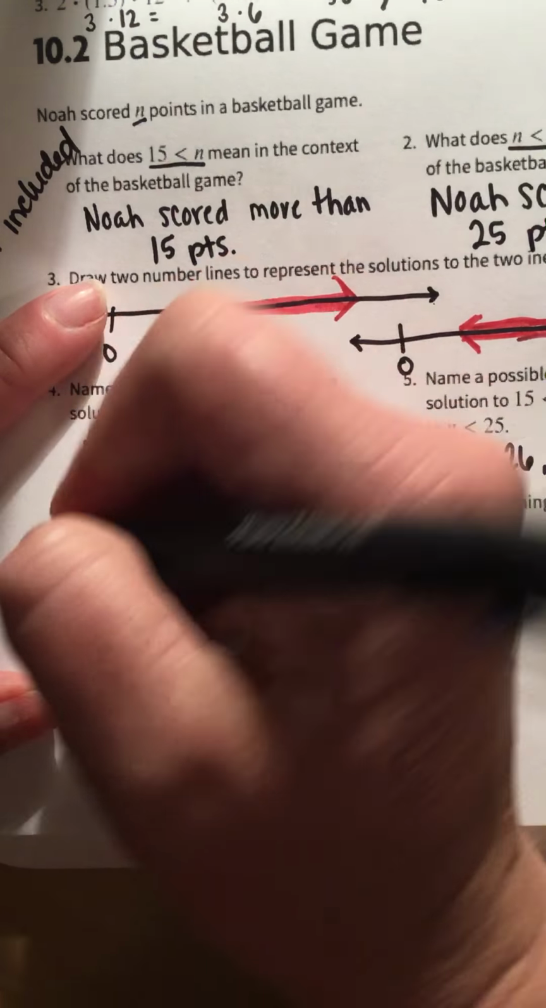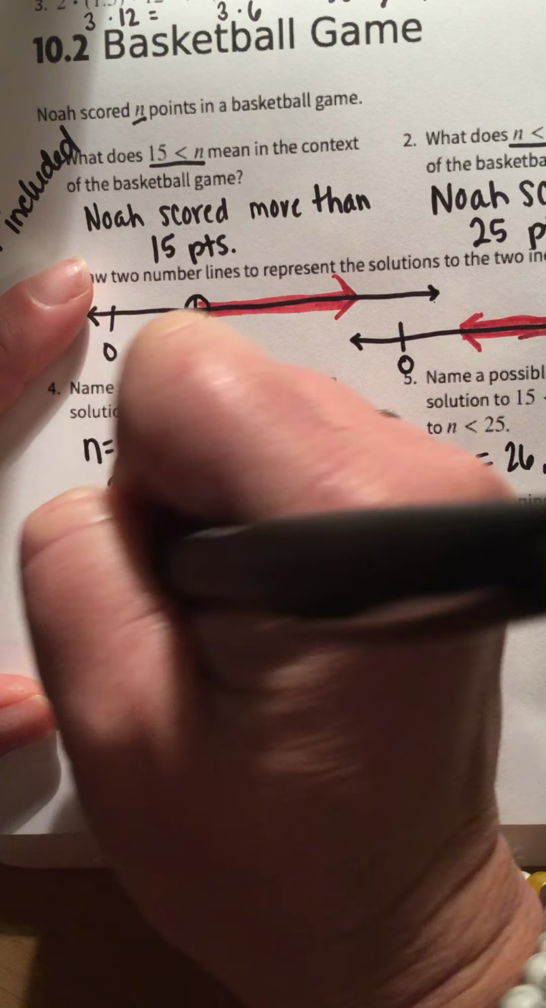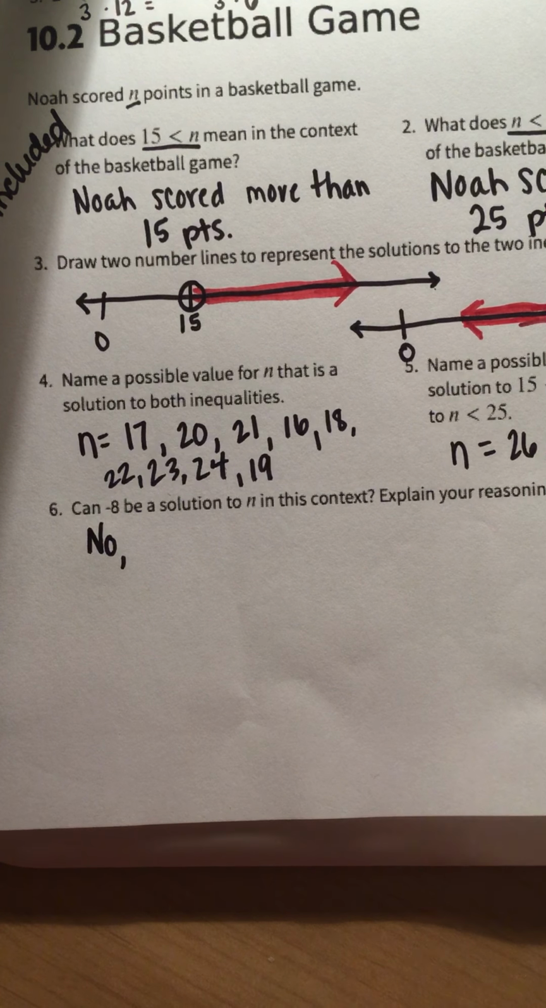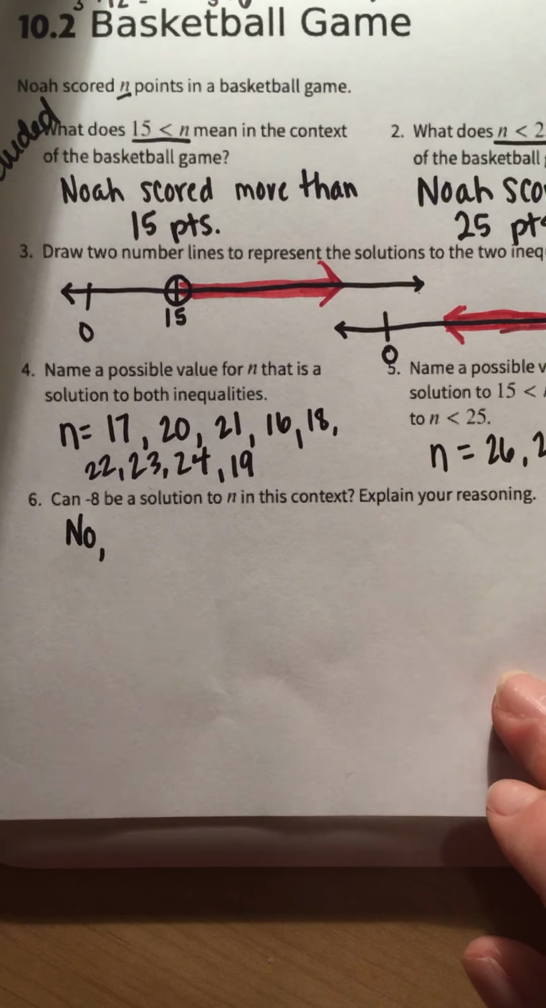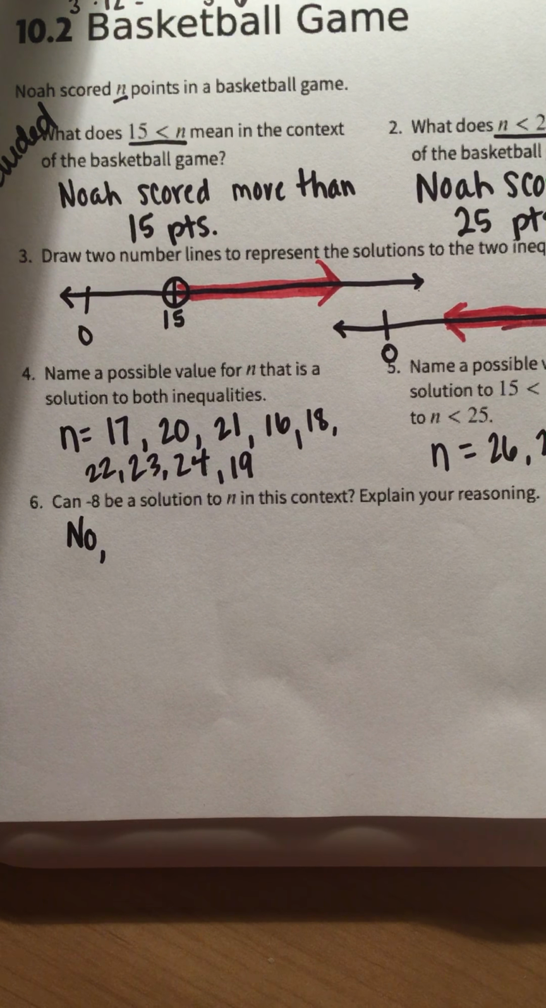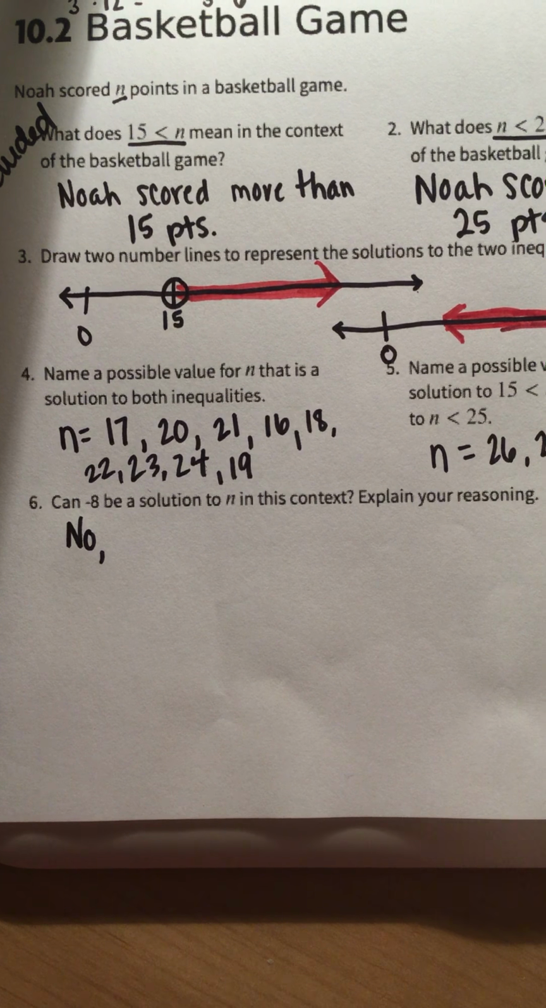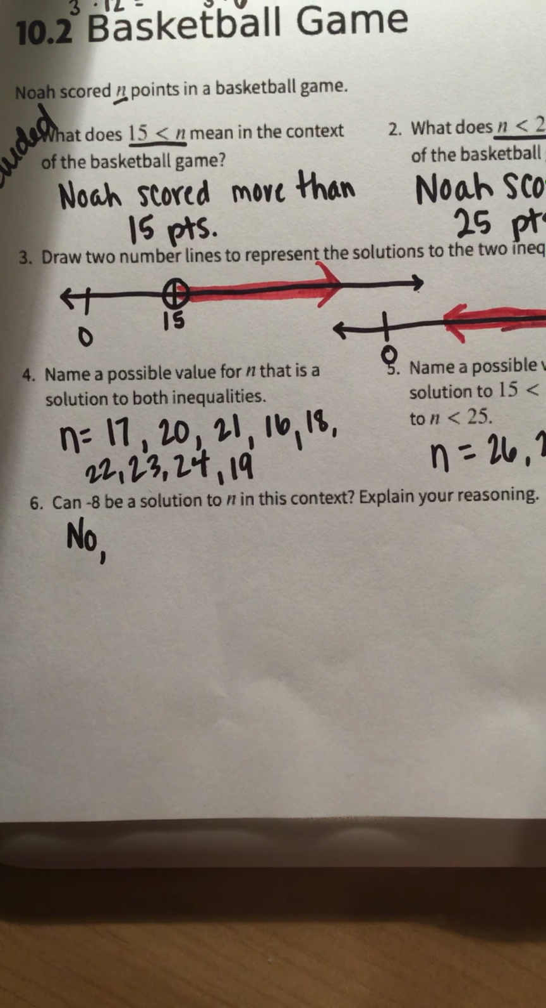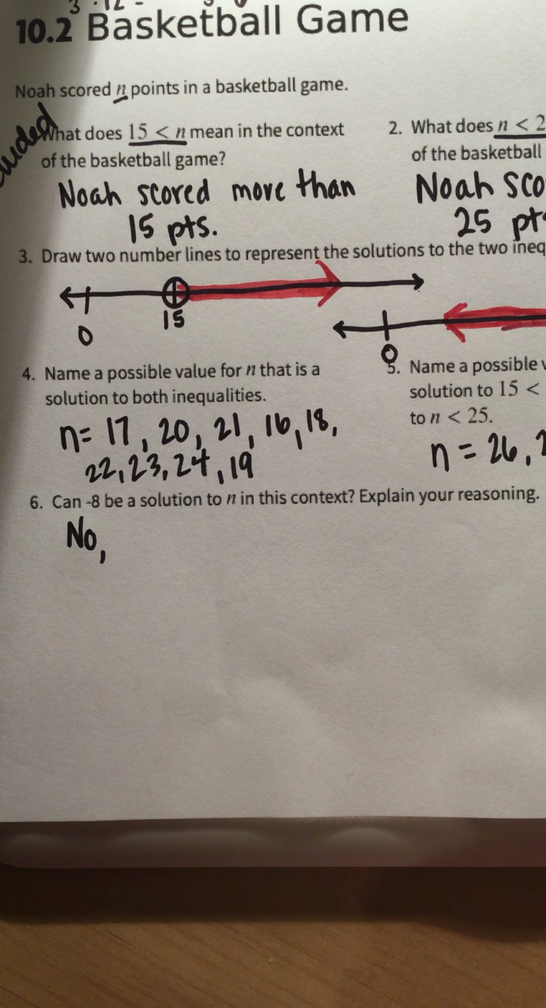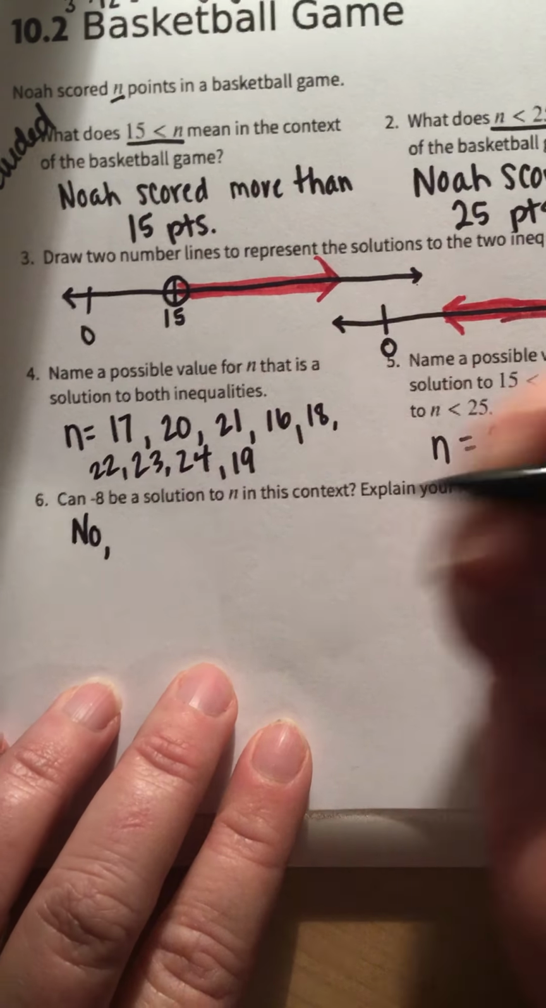All right, so the answer to this would be no. And the reason this would be no is there's never been a basketball game with a negative score. Okay, so since it's saying -8, it can't. Like there's no such thing as scoring negative points. So that would be your reasoning.